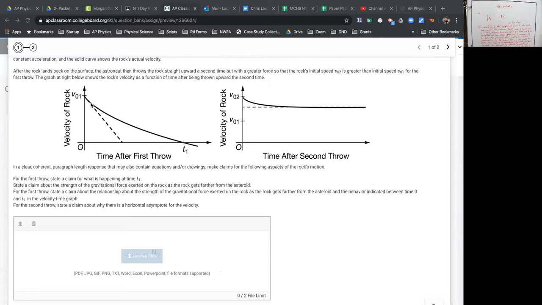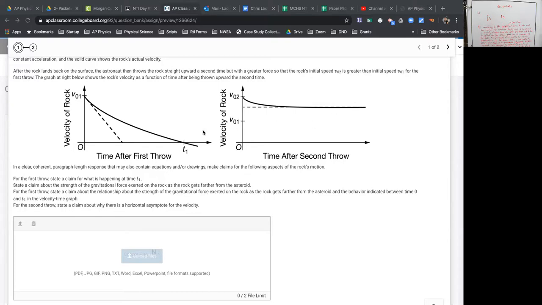The dotted line is what it should be, because if I'm in a constant acceleration, I should have a linear increase in velocity, but we don't. We have this non-linear function. It's taking longer for it to get back down. And on this one, when he throws it up an even higher height, we have a horizontal asymptote, which means the velocity is leveling off.